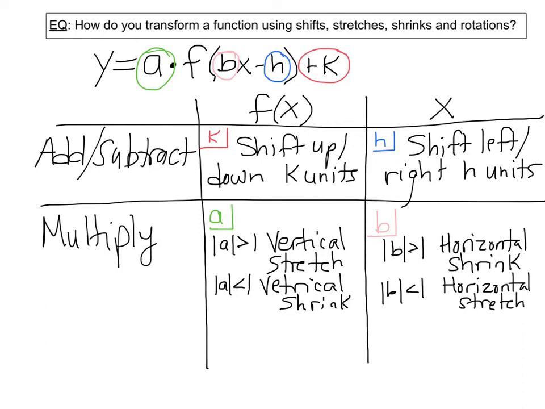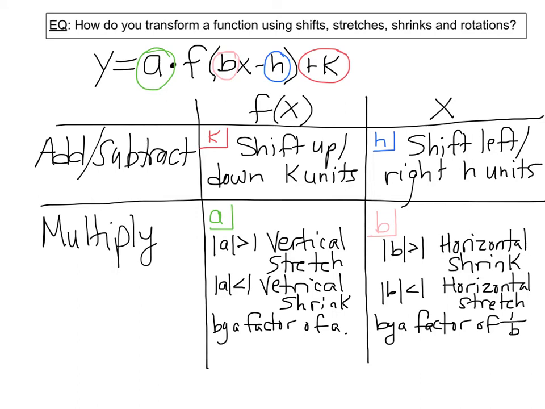Now, one of the differences between multiplying a on the outside and multiplying b on the inside is that the vertical stretching and shrinking are all by a factor of a. So we stretch by whatever a is, we shrink by whatever a is. Horizontally, however, we horizontally shrink or stretch by a factor of 1 over b, the reciprocal of b. So if b is 2, that's going to cause a horizontal shrink of 1/2. If b is 1/2, that'll cause a horizontal stretch of 2.